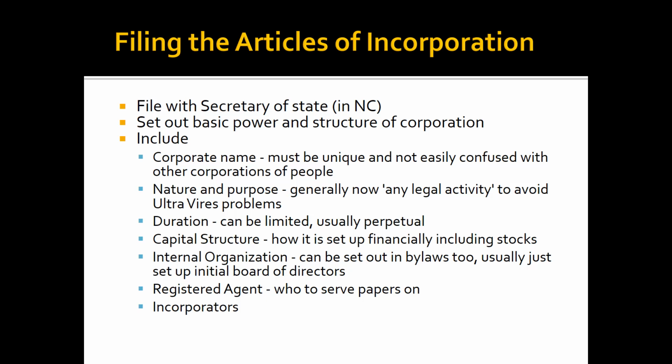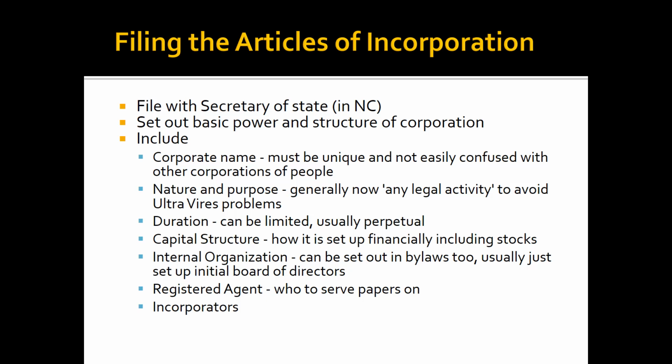Your corporate name. Now, this is actually something you do before. You have a corporate name search run, and you go to the North Carolina Secretary of State and say, I want to call my corporation Orion Corporation. They'll type in Orion Corporation. Yep, no one's used it. You can use that. If you say, I want to call my corporation McDonald's, they'd say, no, can't use that, it's already used. So you have to have a unique name, one that's not easily confused with another corporation. And then they'll allow you to incorporate.